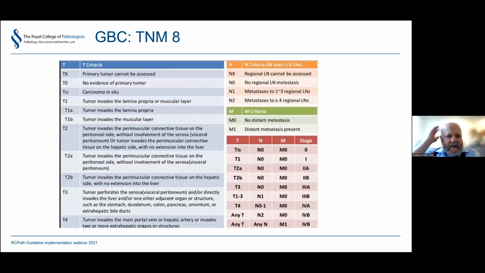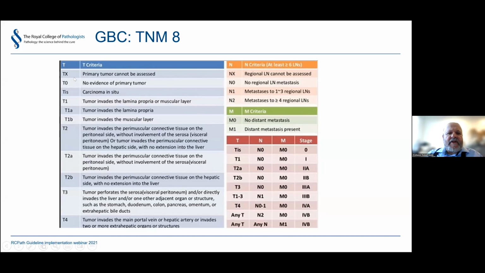I want to say a little bit more about gallbladder. First of all, because gallbladder tumors are likely to be the ones that are seen most frequently by non-specialist hepatobiliary pathologists. Of course, the college recommends, and I think it's correct, that even in the UK, all gallbladders should be submitted for histological examination.